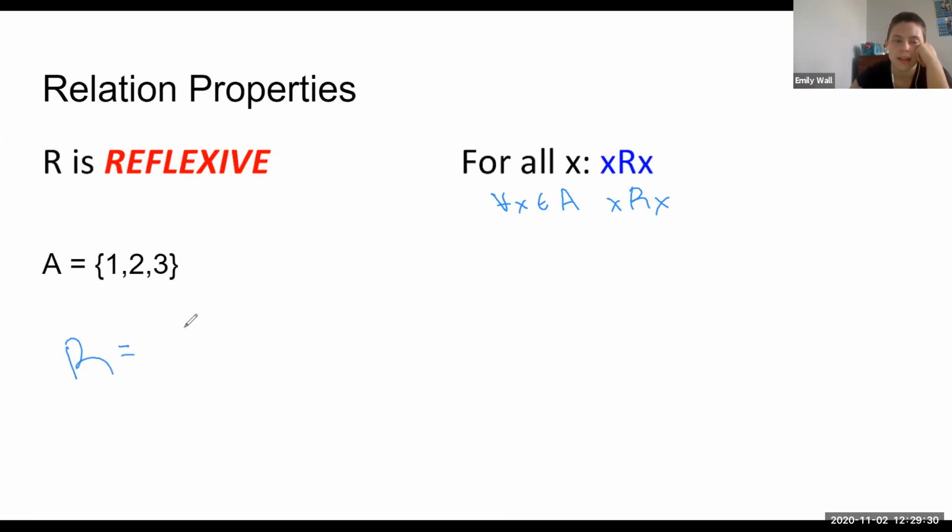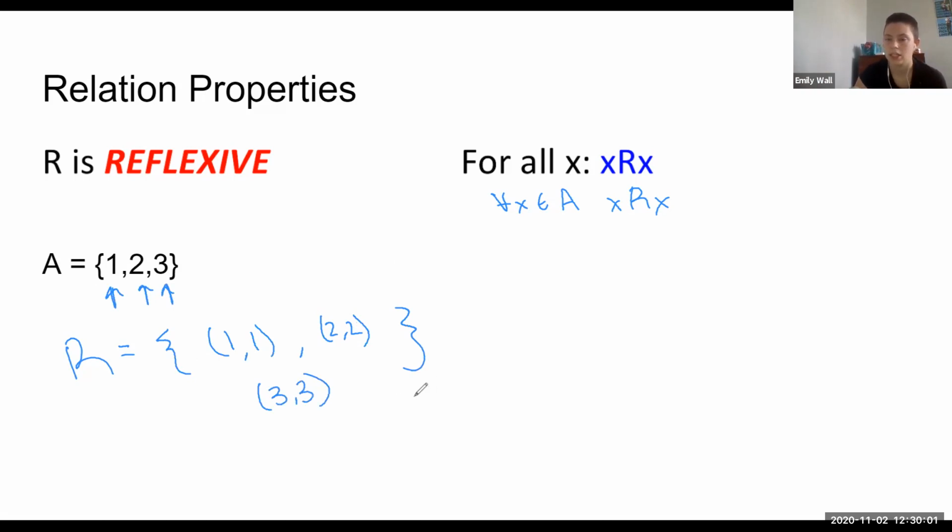So if we look at R on the set A equals 1, 2, 3, or A is the set 1, 2, 3. And R is the relation 1, 1, and 2, 2. These are both same pairs. Is R reflexive? No, R is not reflexive, and that's because we need every element in A to have its same pair in here. It's for all x in A.